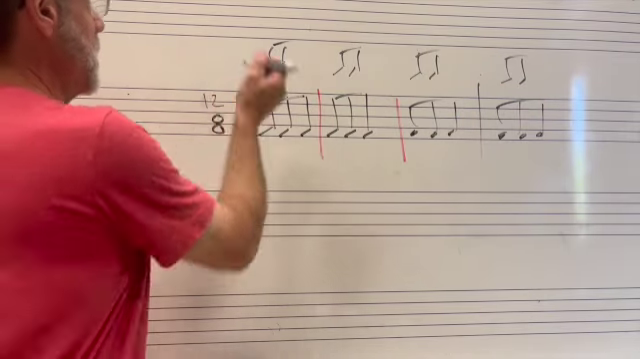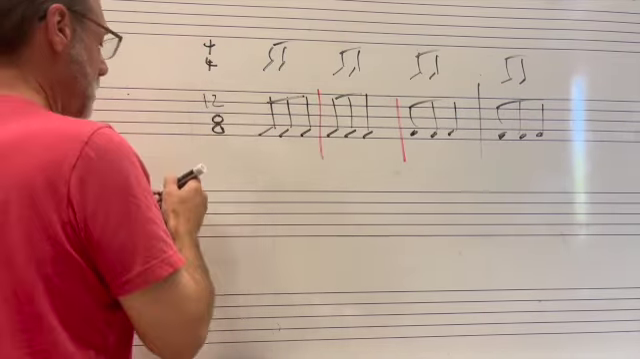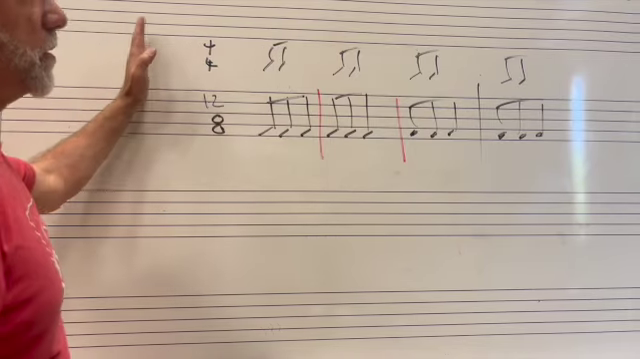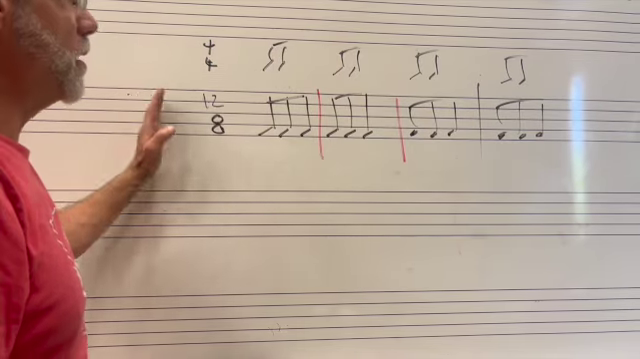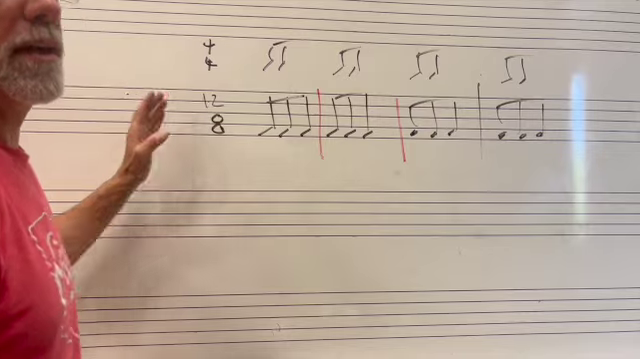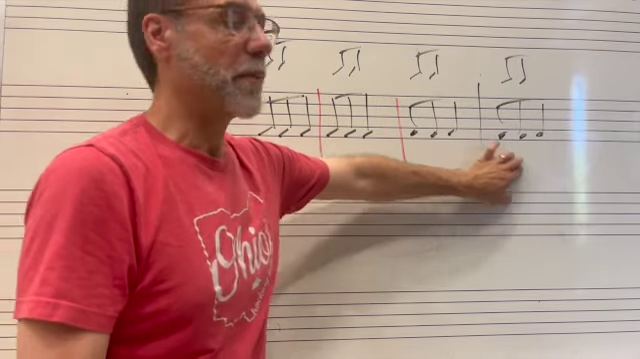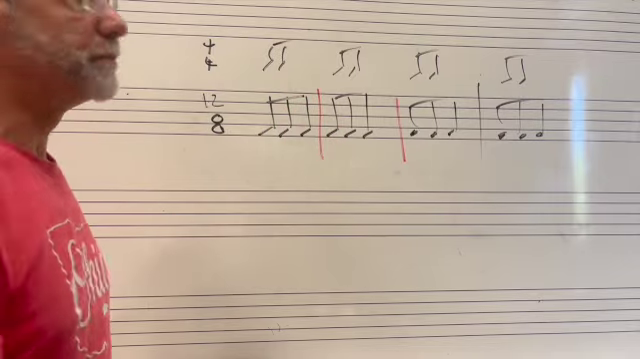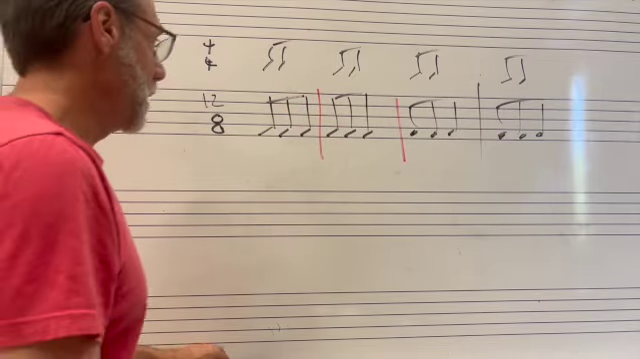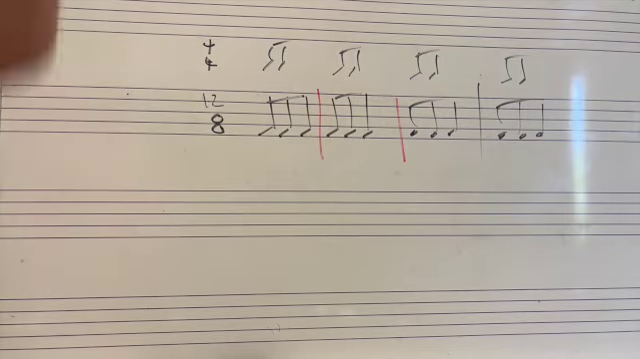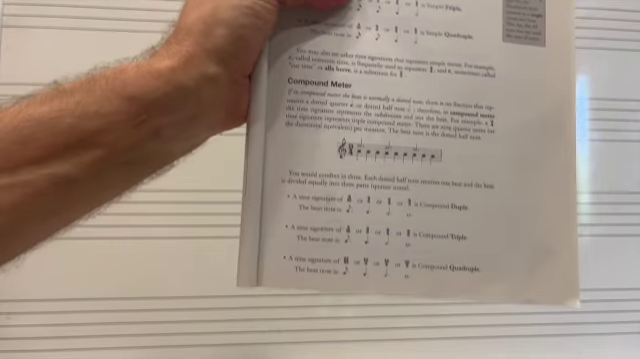This is 4/4 up here, right? 1 and 2 and 3 and 4 and 1 and 2 and 3 and 4 and. All it changes is just that feel, and the separation of the pulse into 3 versus 2. And then you can look in this book. It shows you what those compound meters look like down below.